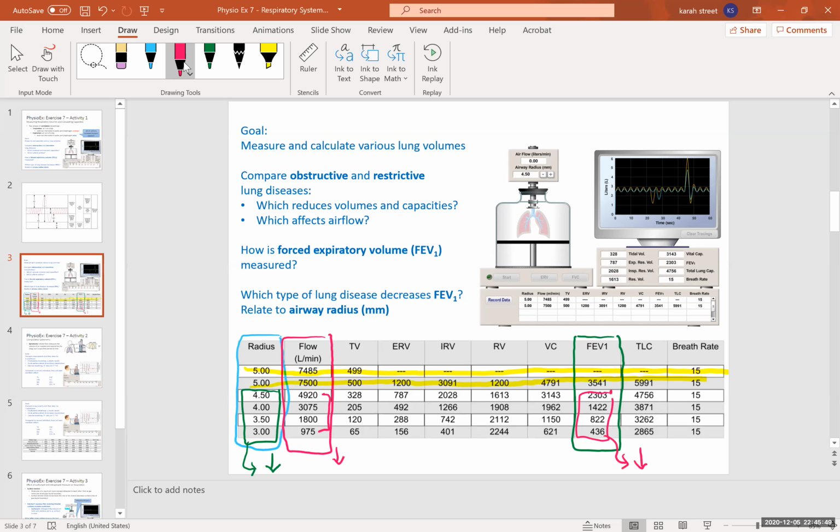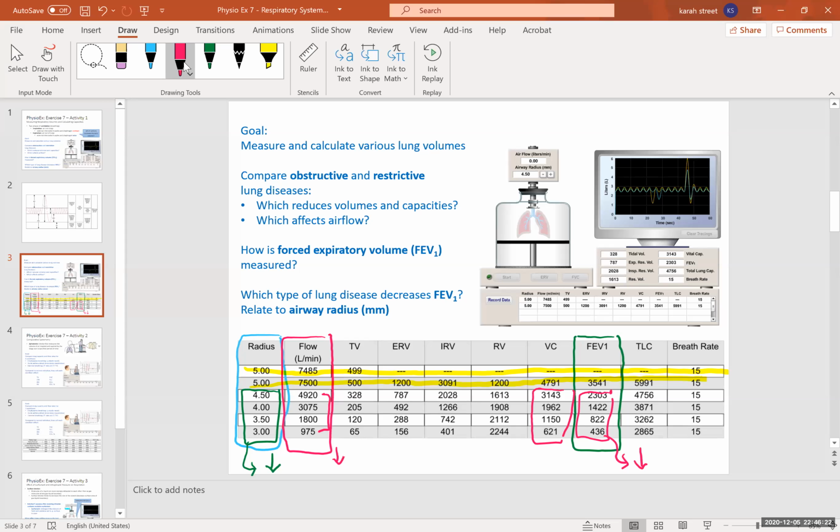And this is because as the radius decreases, we're trapping more dirty air behind the obstructed air passageway. So this is allowing us to compare an obstructive disorder. And we can see that the FEV1 is going down. We also can see that the forced vital capacity, or FVC, I should say, is also going down.